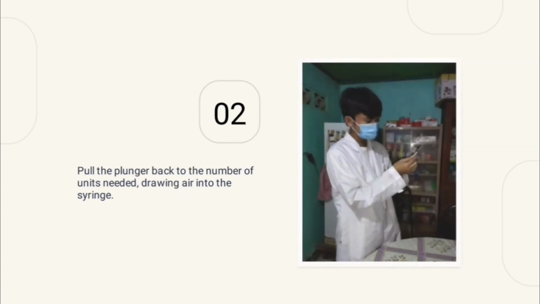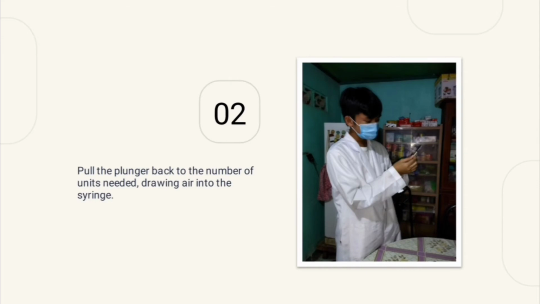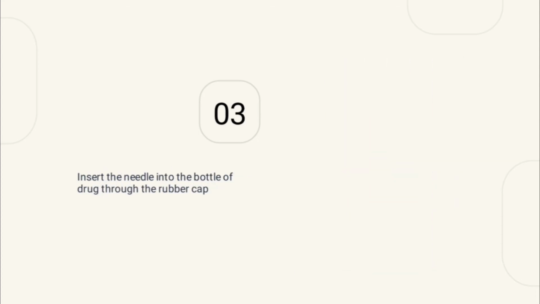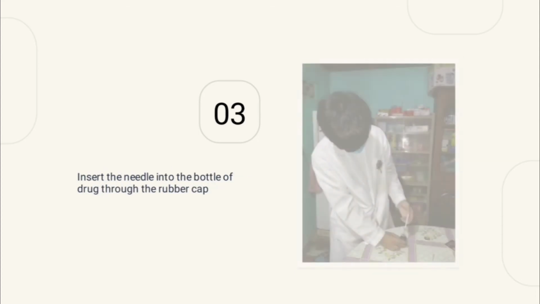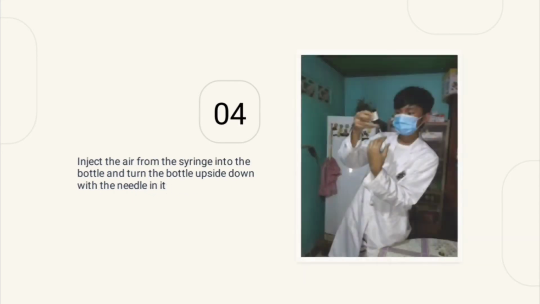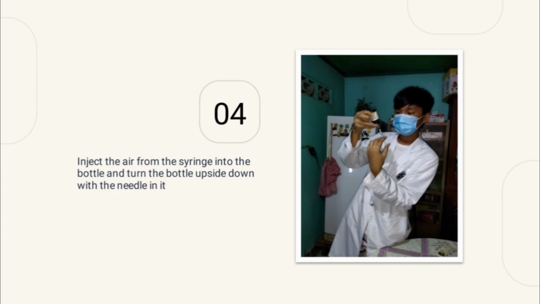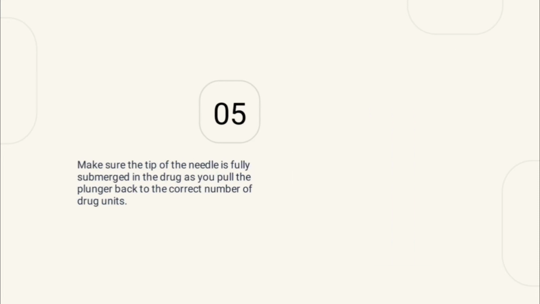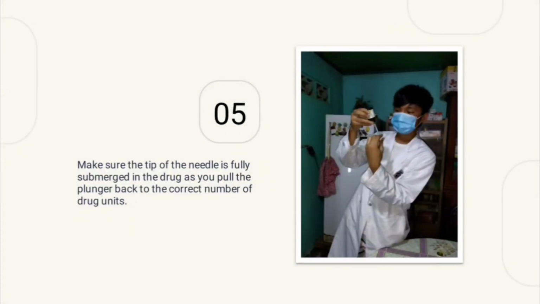Number 2. Pull the plunger back to the number of units needed, drawing air into the syringe. Number 3. Insert the needle in the bottle of the drug through the rubber cap, as you can see on the image. Number 4. Inject the air from the syringe into the bottle and turn the bottle upside down with the needle in it. Number 5. Make sure that the tip of the needle is fully submerged in the drug as you pull the plunger back to the correct number of drug units.